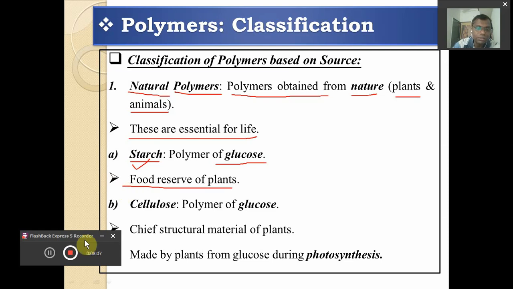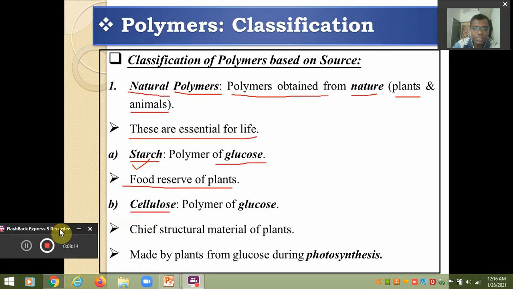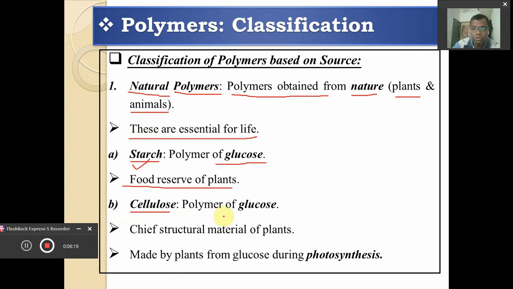The second example of this natural polymer which is obtained from nature is called cellulose. So here this is again just like starch, it is also the polymer of glucose, and it acts as the structural material, the chief structural material in the plant. So this is also found in the plant. Both starch as well as cellulose are found in plants, but the only difference is that starch acts as the reserve food of plant, while cellulose acts as the structural material of the plants.